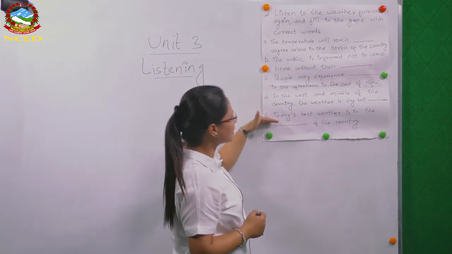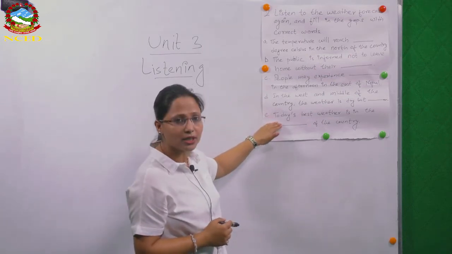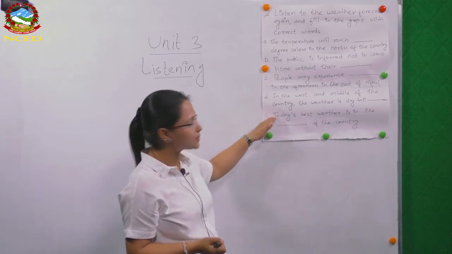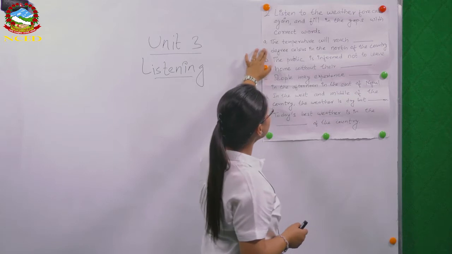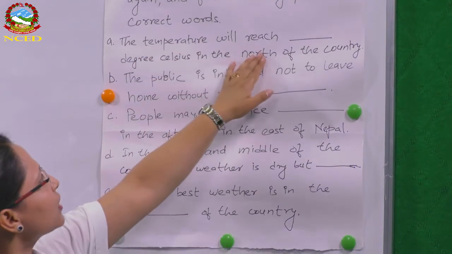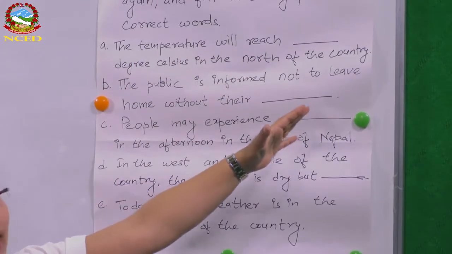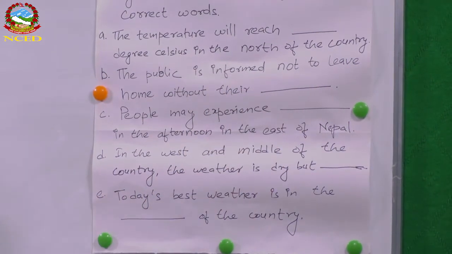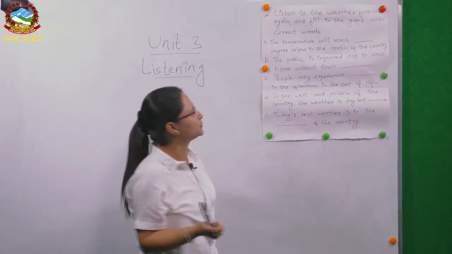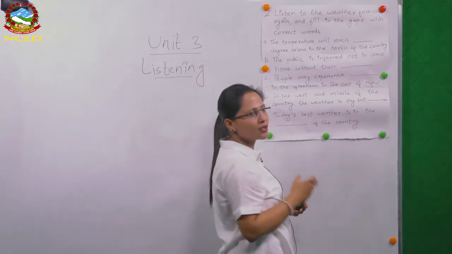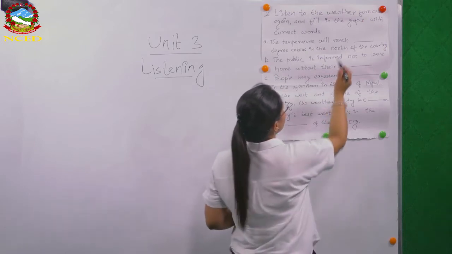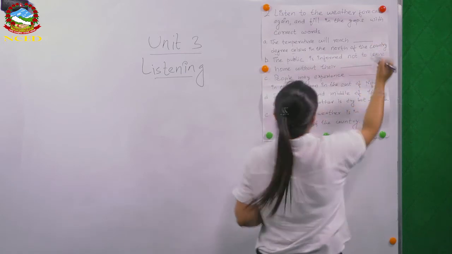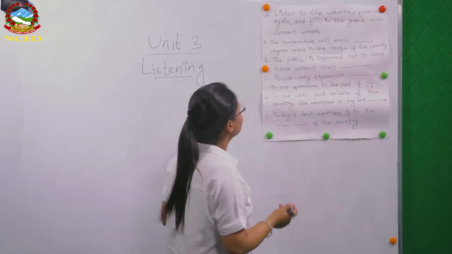So let's look at all these 5 incomplete sentences once. Then I will play the audio once again and we will do the exercise. Alright? Okay. The first statement is: the temperature will reach, there is a gap, degrees Celsius in the north of the country. So what kind of answer do we expect here? Some kind of number, right? The temperature, degree centigrade, degree Celsius. So here could be a number like 15, 20, 80 or something like that.